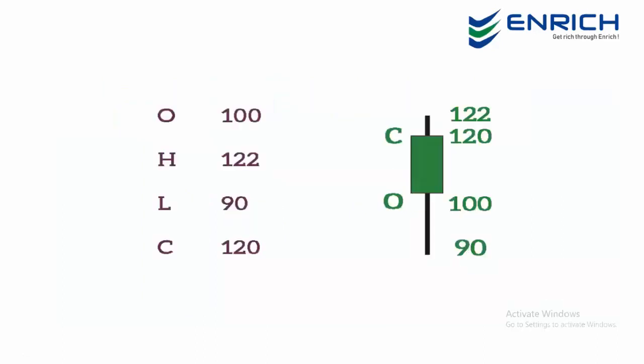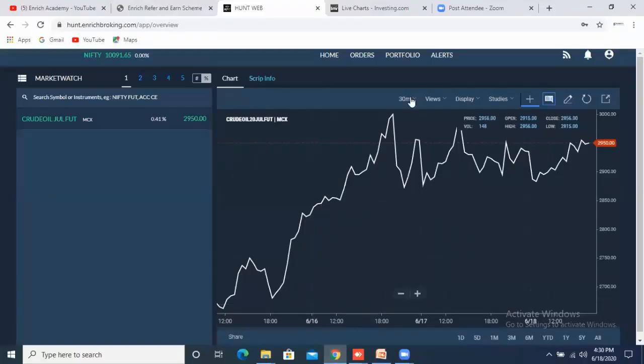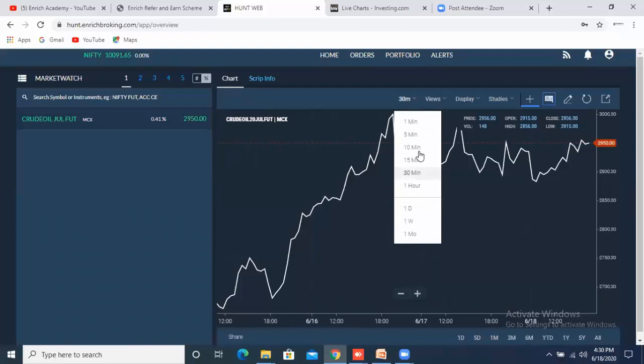Okay? All right. The next thing that you need to understand is the time frame. Let me show you once again the Market Watch page. You see here there are several time frames. You can choose 1 minute, 5 minutes, 10 minutes, 15, 1 day, 1 week, and so on. Right? These are time frames.